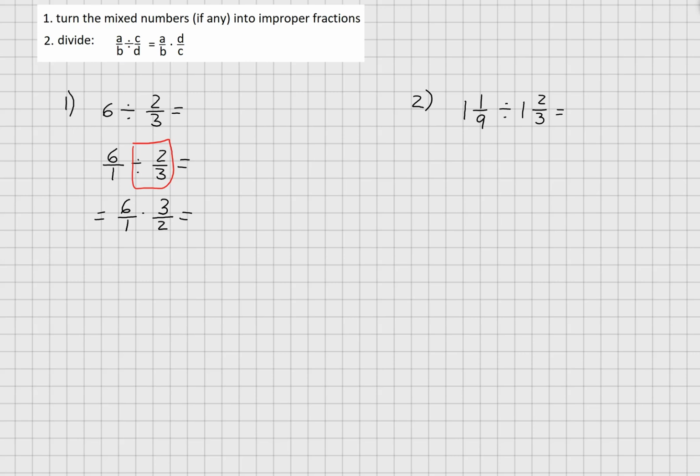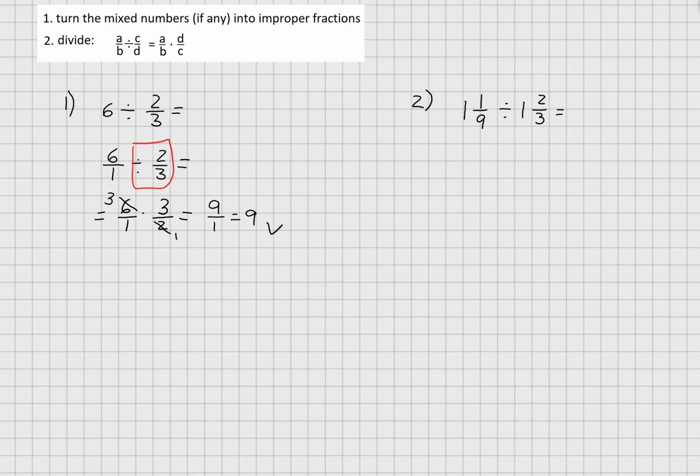How do we multiply? We simplify if we can. Yes, we can. 6 and 2 can both be divided by 2. And 6 divided by 2 is 3. Nothing else can be simplified. 3 times 3 equals 9 over 1 times 1, 1, so equals 9. This is the first question.